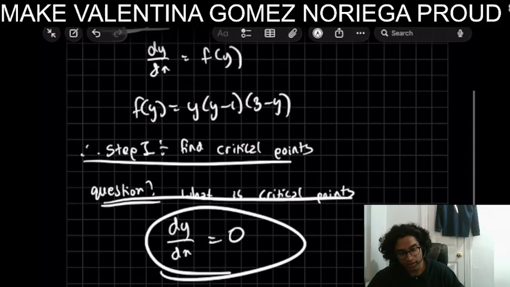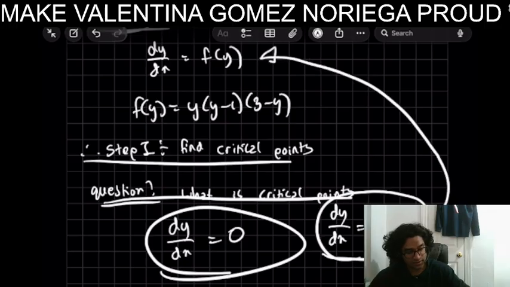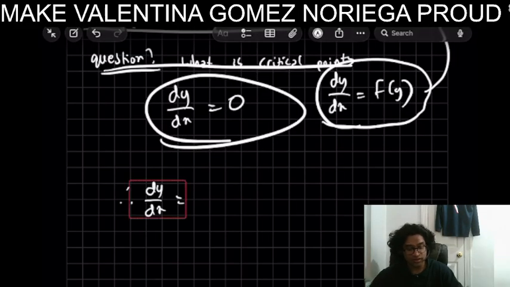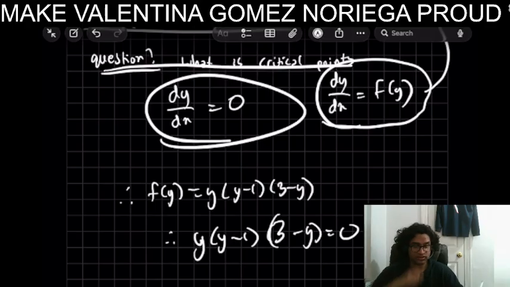Now, in this case, dy/dx is what? It is f(y) from here. dy/dx is f(y), and f(y) is equal to (y - 1)(3 - y). So we're going to have 0 = (y - 1)(3 - y). Now, obviously, you can do that, right? If you can't, no worries.